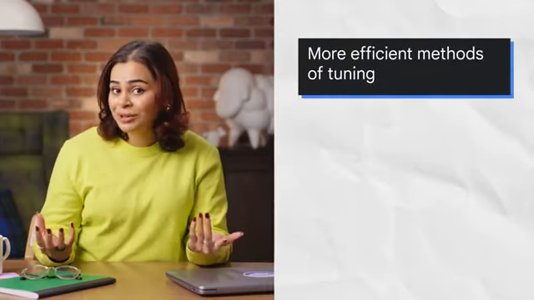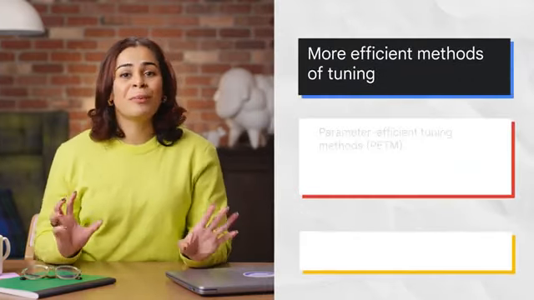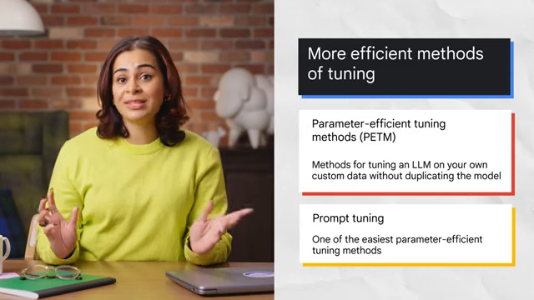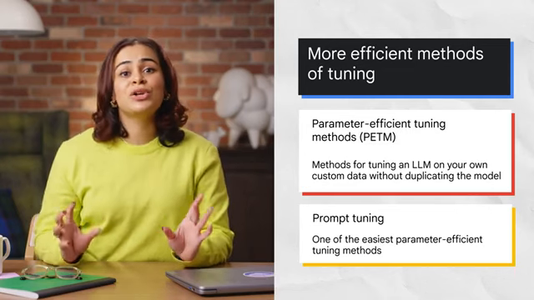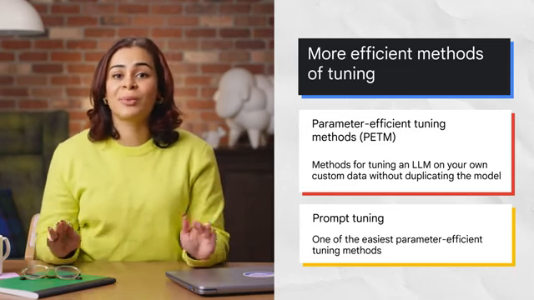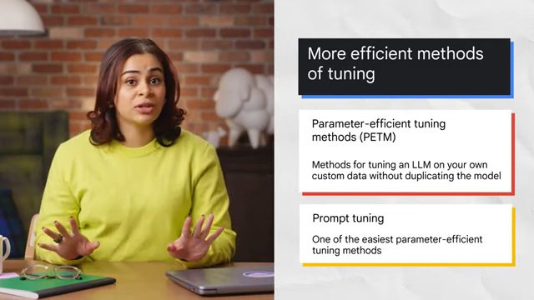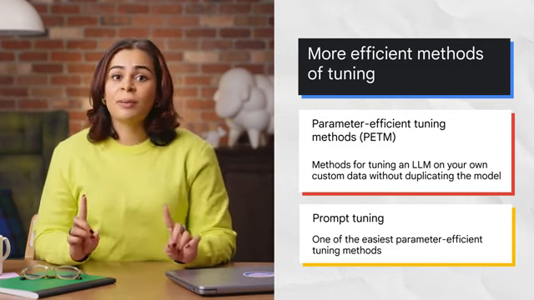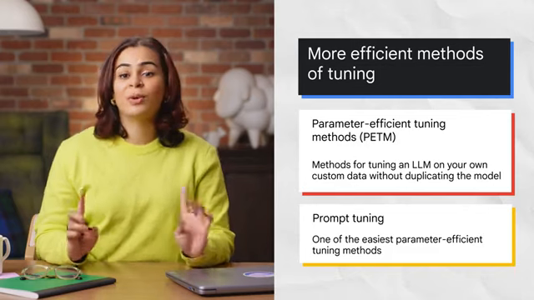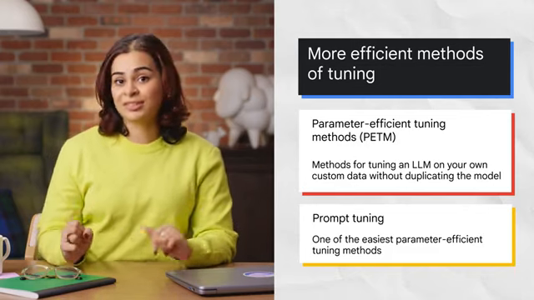Fine-tuning is expensive and not realistic in many cases, so are there more efficient methods of tuning? Yes. Parameter-efficient tuning methods, PETM, are methods for tuning a large language model on your own custom data without duplicating the model. The base model itself is not altered. Instead, a small number of add-on layers are tuned, which can be swapped in and out at inference time.